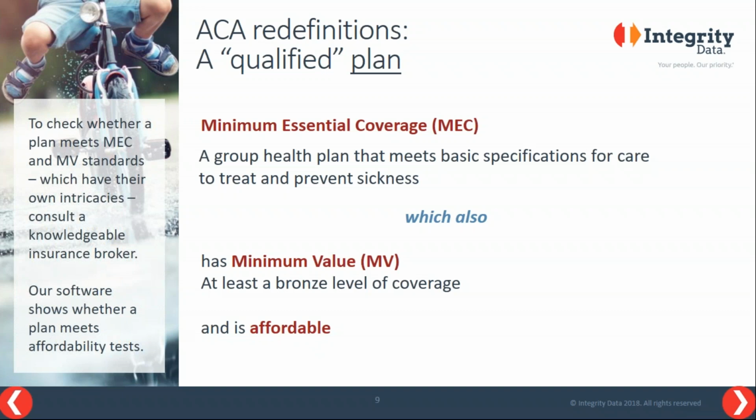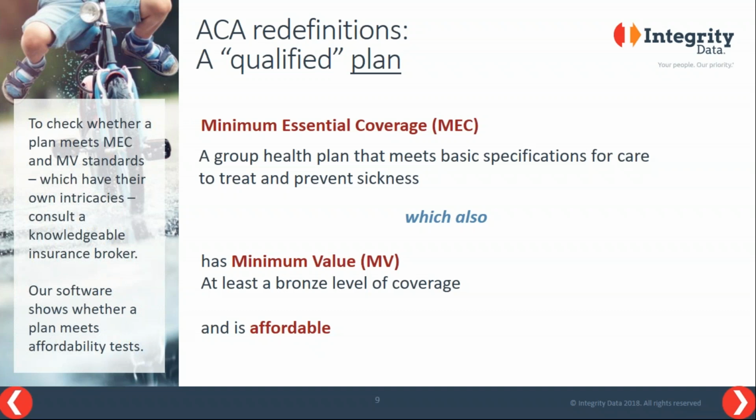However, at the end of 2017, the individual mandate was repealed, so starting in 2019, there will no longer be penalties for individuals who do not have an ACA qualified health insurance plan. However, this repeal does not affect employers. Employers must continue to offer an ACA qualified health insurance plan in order to avoid potential penalties even after 2018.